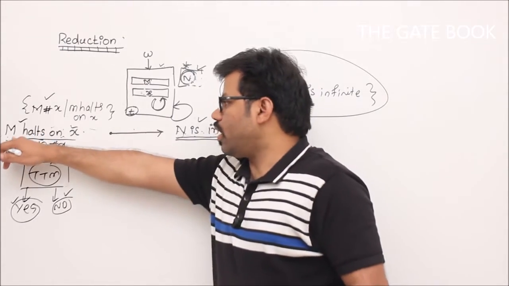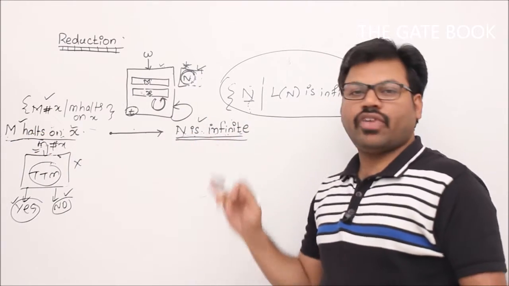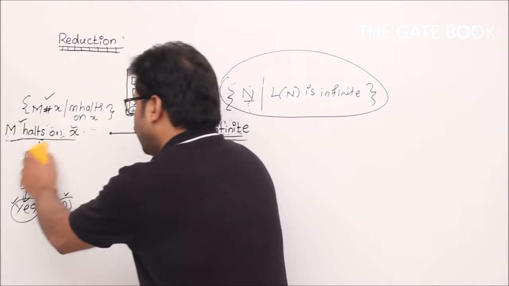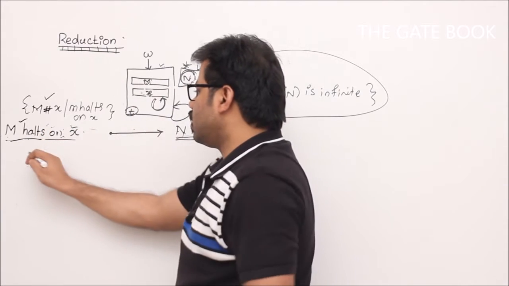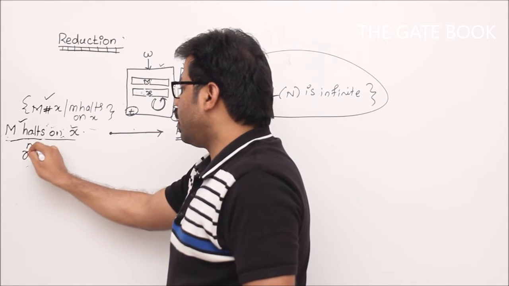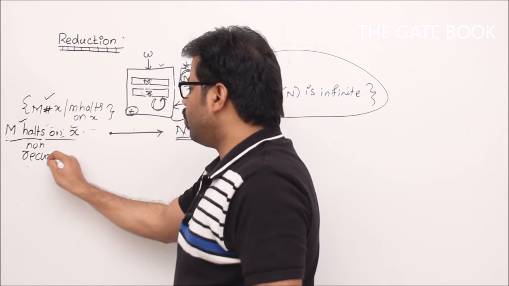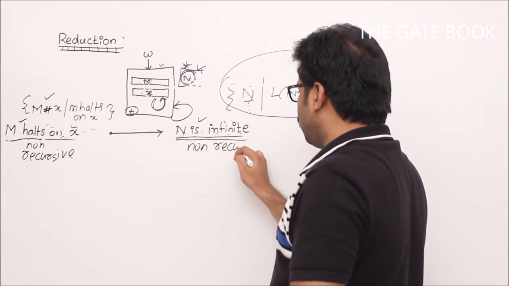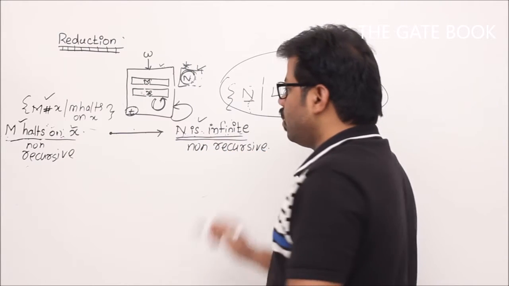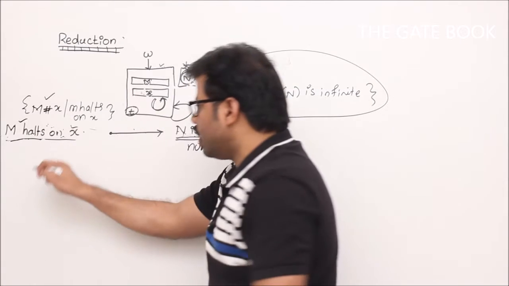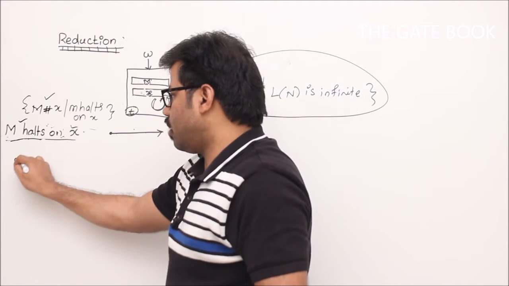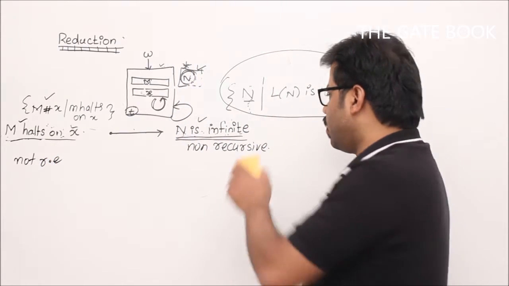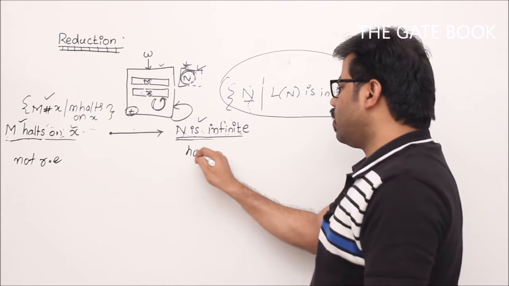Finally, we'll come to the shortcut or summary. Whenever you reduce M halts on x to this kind of N is infinite, then if the first is already non-recursive, this is also non-recursive. That is one thing. Second, if it is not recursively enumerable, as an example, then this is also not recursively enumerable.